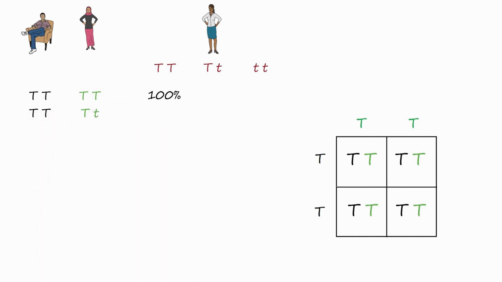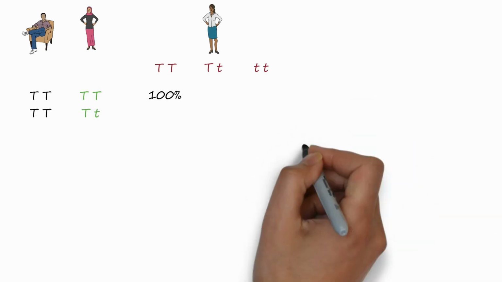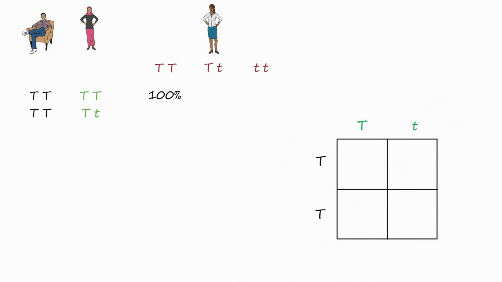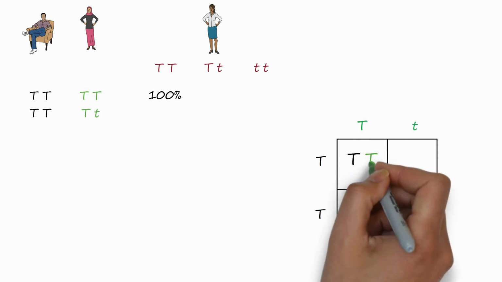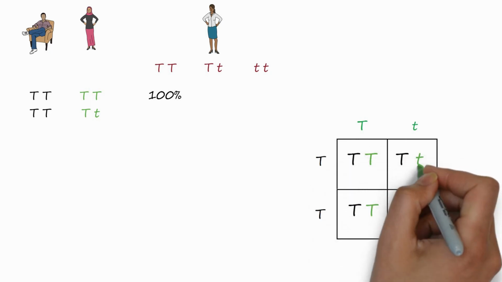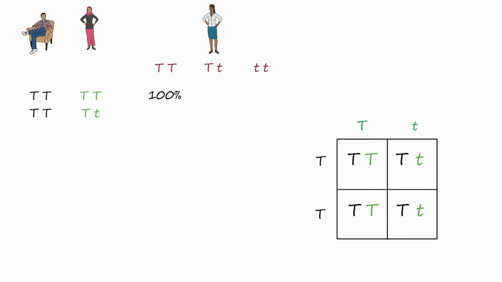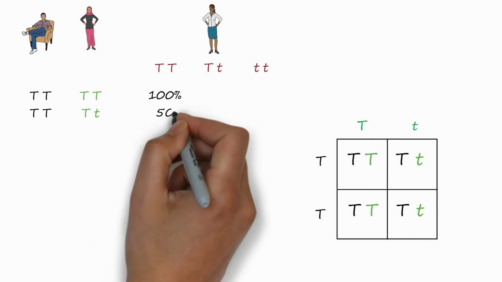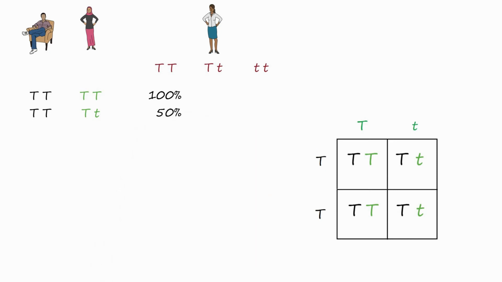Now, if the dad has 2 dominant genes, but the mother has 1 of each kind of gene, we'll set up the table for that. And we'll fill in the table with possibilities of the child getting 1 gene from each parent. Here, the child has a 50% possibility of getting both dominant genes, but a 50% possibility of getting 1 of each kind of gene from the parent.